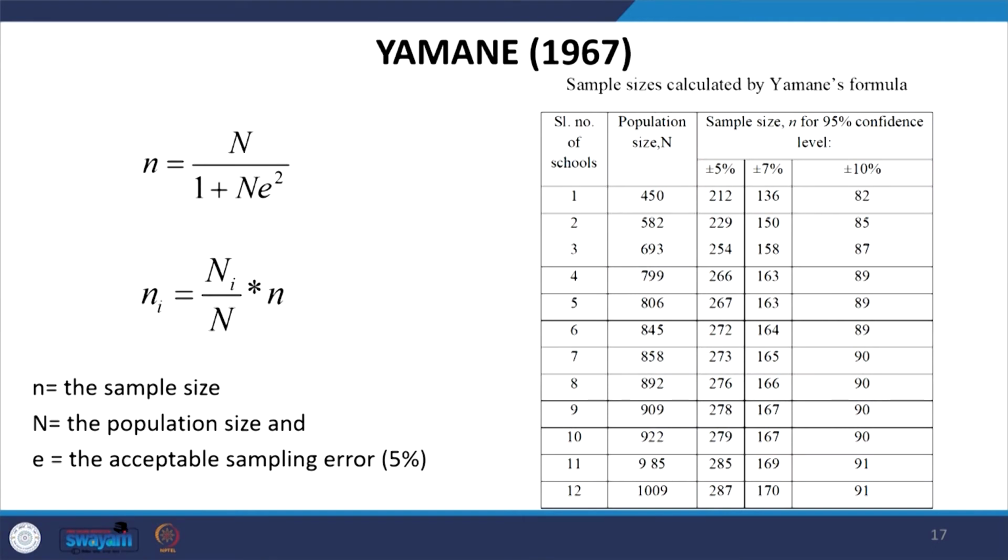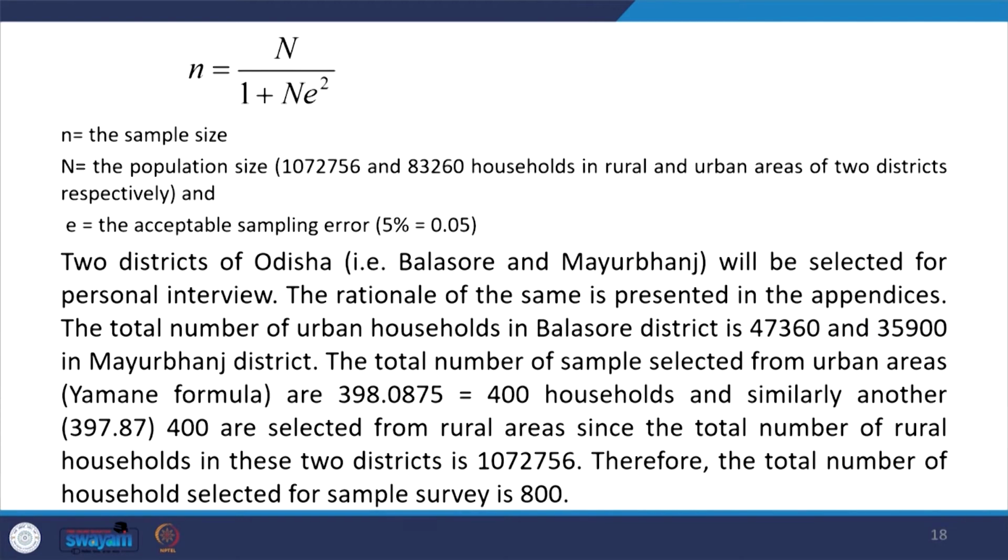So, small n is equal to capital N divided by 1 plus N into E square, as per the Yamane formula. N is the total population size and E is the acceptable sampling error. Like here you can understand, I think I have mentioned it.